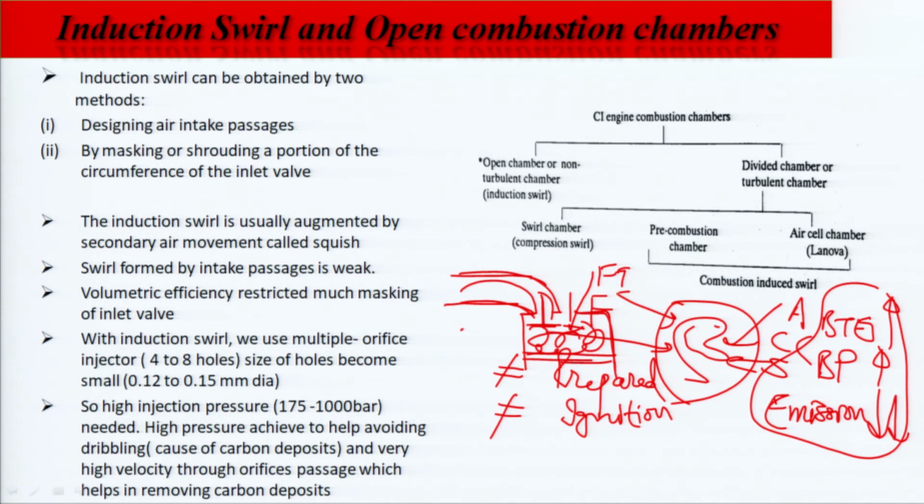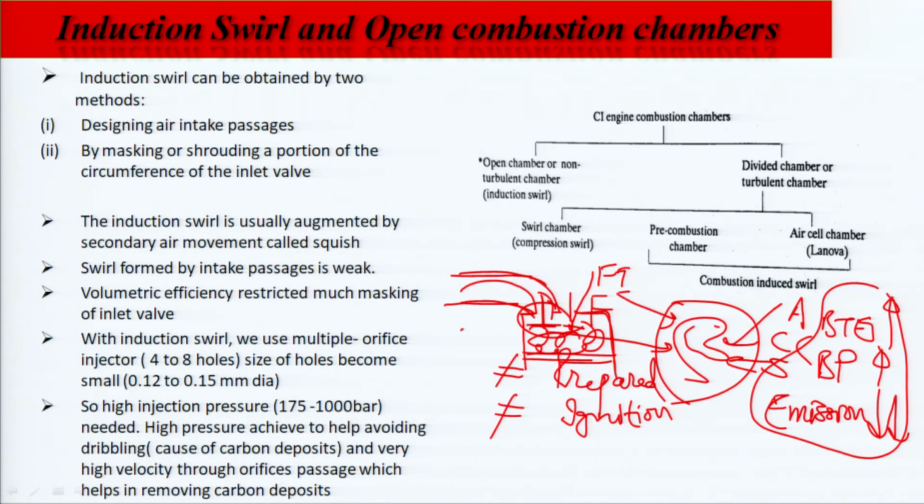So, induction swirl is used with the open combustion chamber type, and it is provided with the help of the induction system. Induction swirl can be obtained by two methods: first, designing the air intake passages, and second, masking or shrouding a portion of the circumference of the inlet valve, meaning proper designing of that area. The induction swirl is usually augmented by a secondary air movement called squish. Squish is also a secondary movement of air. So, squish and swirl are both organized movements of the air.